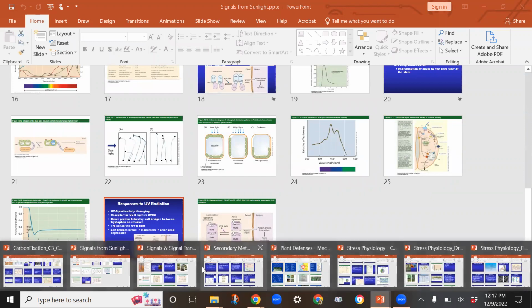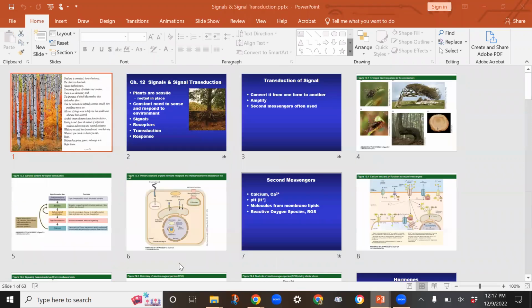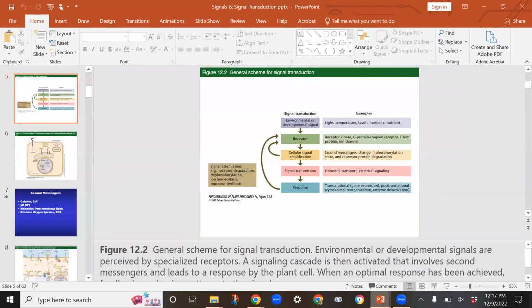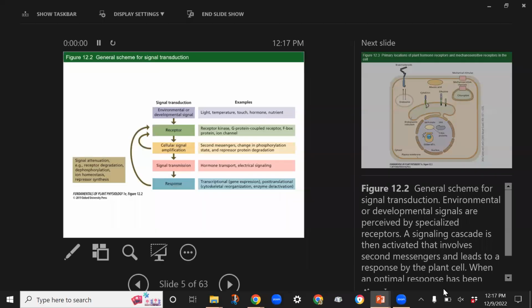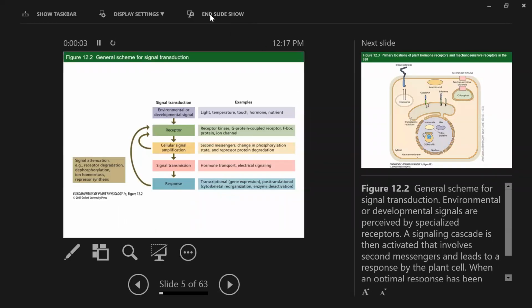Okay, signals and signal transduction. Figure 12.2 is this one. This is the big picture idea of what happens in the signal transduction process.